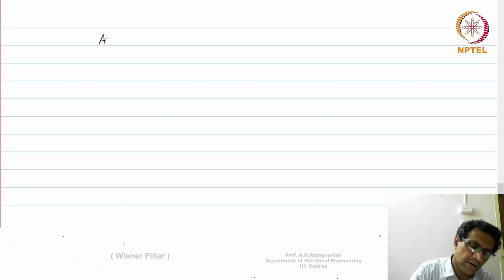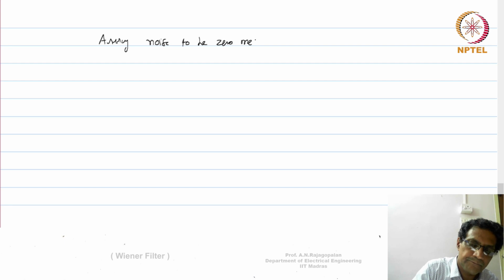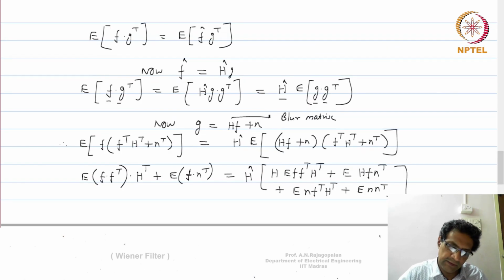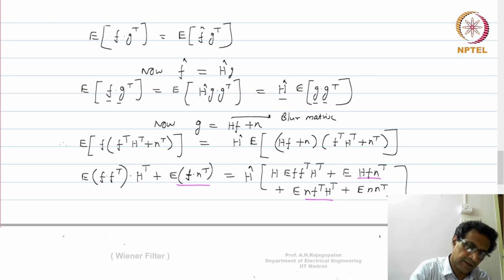Now it's safe to assume noise to be zero mean and statistically independent of your signal F, because F is the one which we are trying to estimate. Therefore, the term here will go to 0, the FN transpose will be a 0 matrix, and NF transpose will also go to 0. Therefore, the only terms that will remain are these.